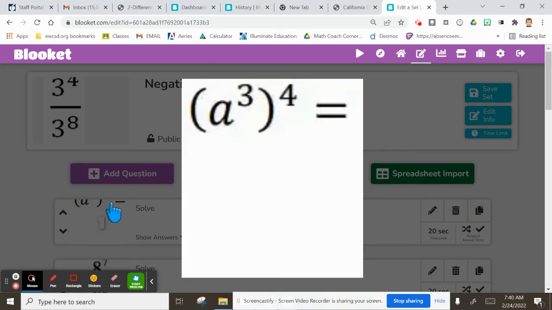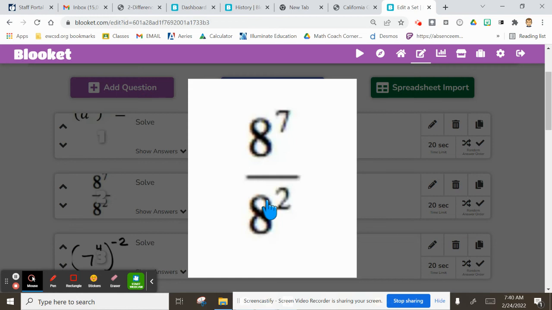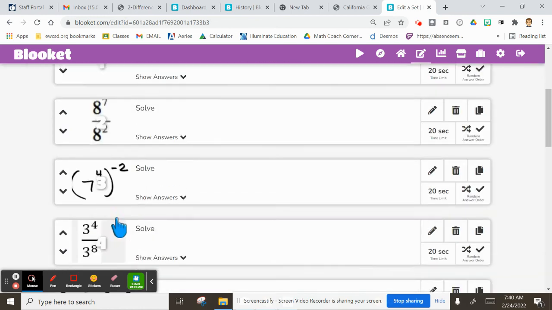We're multiplying, okay? This one is a subtraction. Who wins the battle? The top. The top by 5, right? The 2 takes away 2 of these, so that's 8 to the 5th.